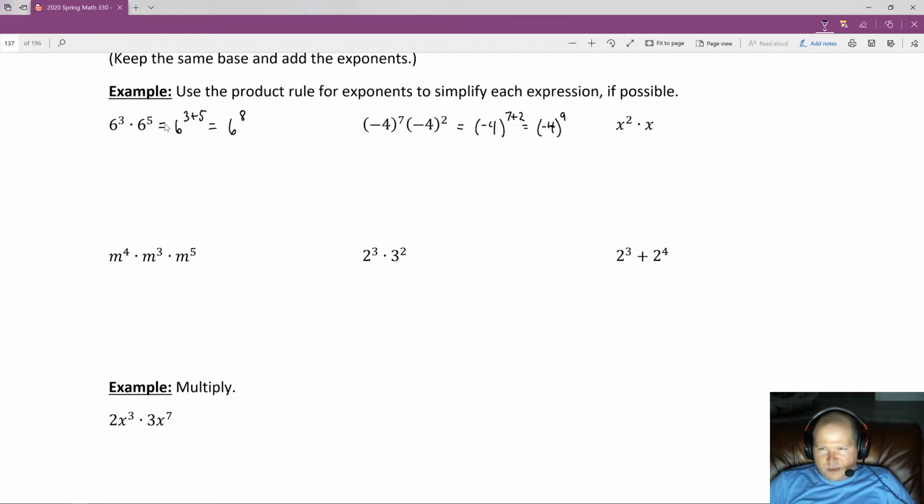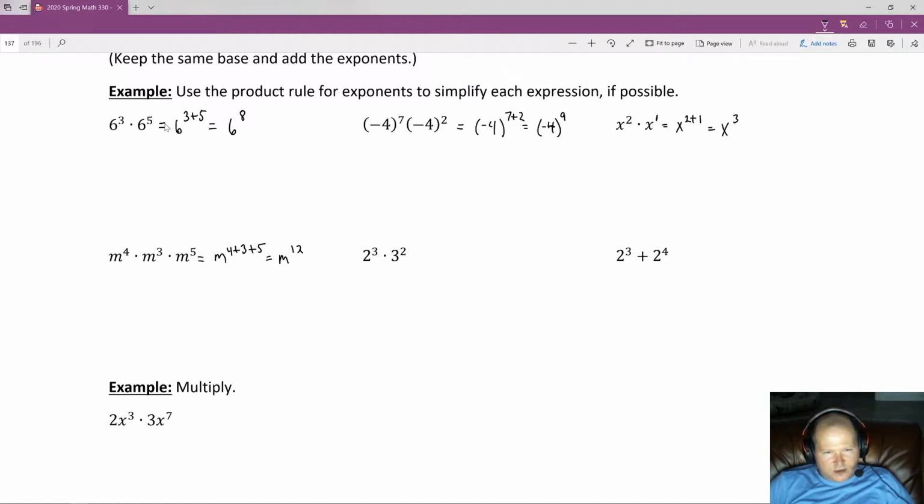Next, we have x squared times x. Again, we would add the exponents together. It's just in this case, there's an implied or understood one exponent on the second one. So you'd have x to the 2 plus 1, which would give me x to the 3rd power. Over here, we have m to the 4th power multiplied by m to the 3rd power multiplied by m to the 5th power, which would be m to the 4 plus 3 plus 5. 4 plus 3 is 7, 7 plus 5 is 12, m to the 12th power.